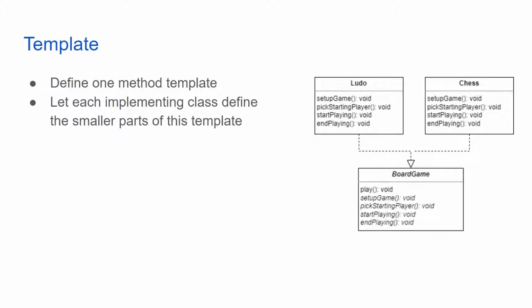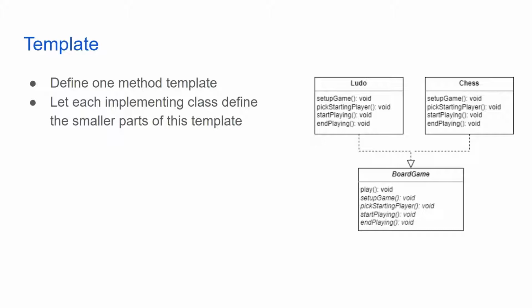Now, these all have the methods setup game, pick starting player, start playing, and end playing. But as you can see, the board game also has one method called play. And this play method is our template method. This play method will call setup game, pick starting player, start playing, and end playing in order.